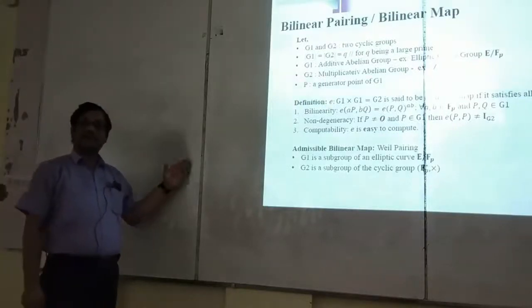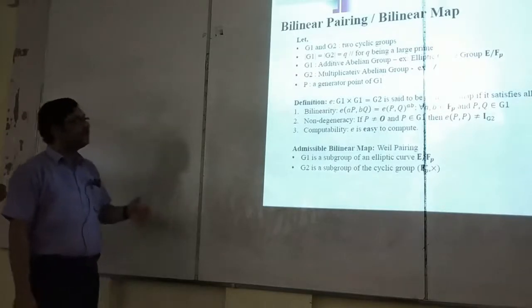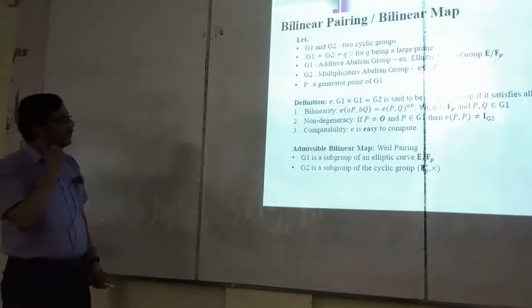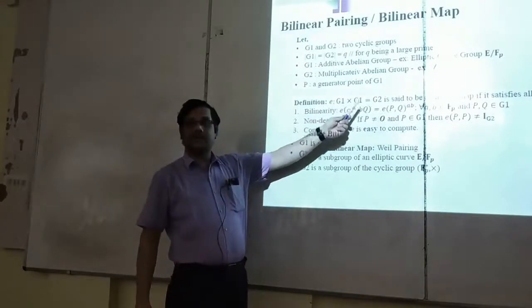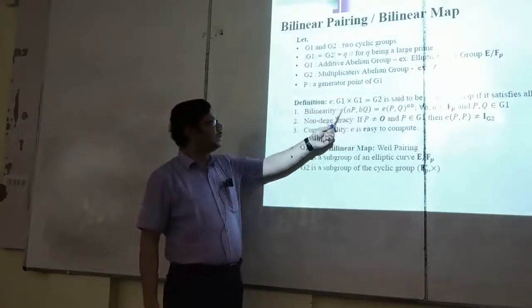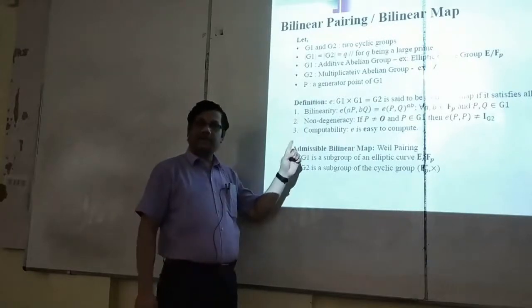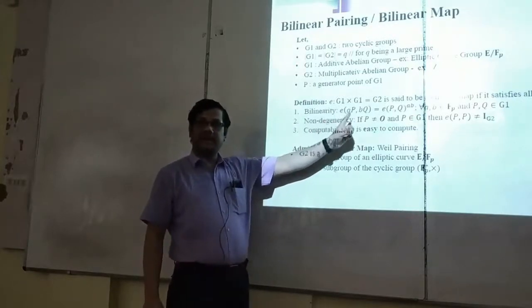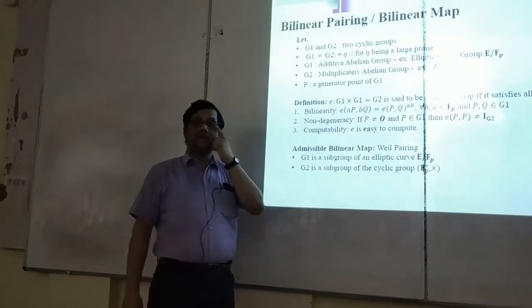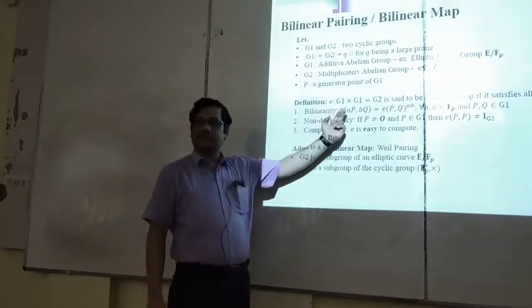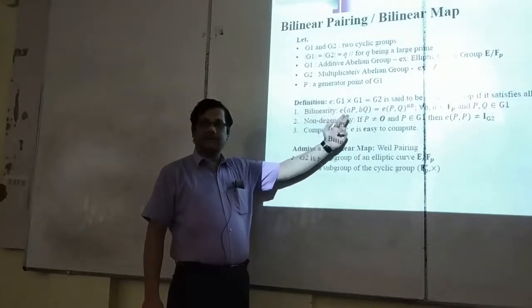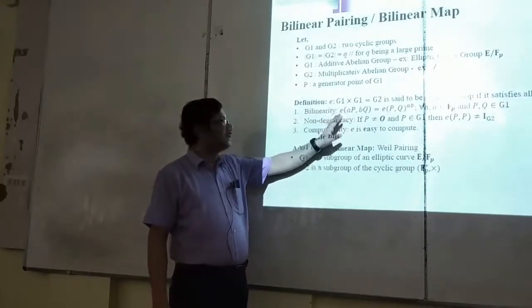Last day we were discussing bilinear pairing. So what is bilinear pairing? As you can see, bilinear pairing is a mapping or function from G1 cross G1 to G2. G1 is an additive abelian group, G2 a multiplicative abelian group. G1 cross G1 means the Cartesian product of G1 and G1. That means it takes two inputs, so it is a binary function.